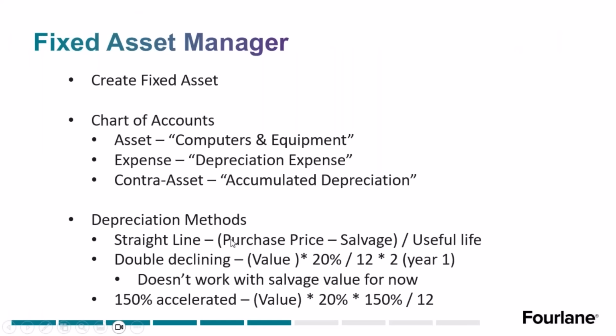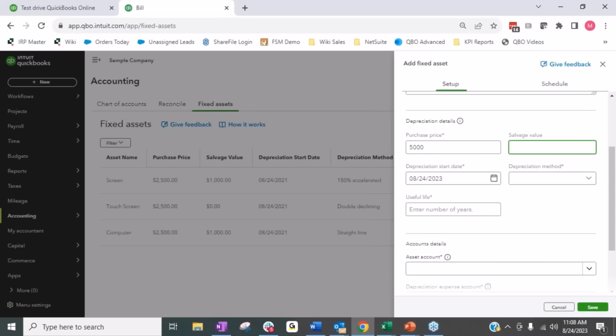So in the straight line depreciation, it's taking the purchase price minus the salvage divided by the useful life, okay? So again, if I had put in a salvage value of $1,000, instead of it depreciating $5,000, it's only going to depreciate $4,000 for me. I'll leave that there so you can see.